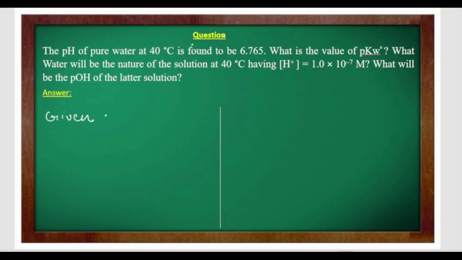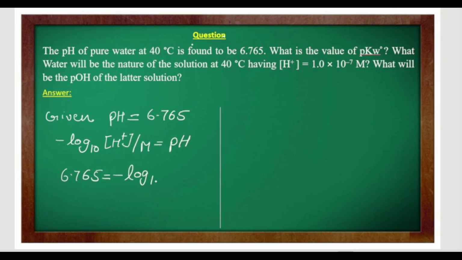The pH of pure water is given, which is 6.765. From the pH formula, which is equal to minus log of hydrogen ion concentration, we can calculate the hydrogen ion concentration, which is equal to 10 raised to power minus 6.765.